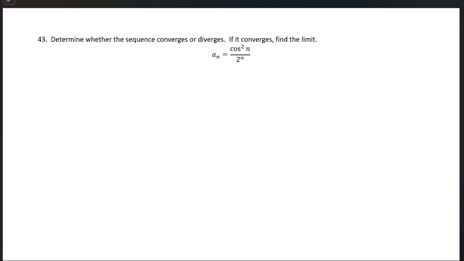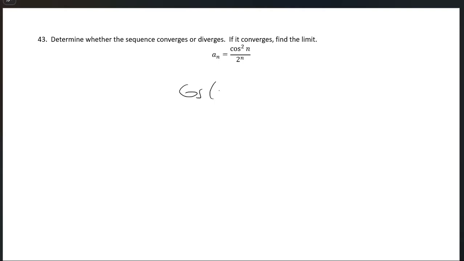What about this one? Cosine squared n over 2 to the n. Okay. Well, the problem is if we take n approaches infinity, what does cosine squared n approach? Does not exist. So we can't use L'Hopital's rule or anything here, but does this limit actually exist? Maybe we can use the squeeze theorem. Remember that guy?